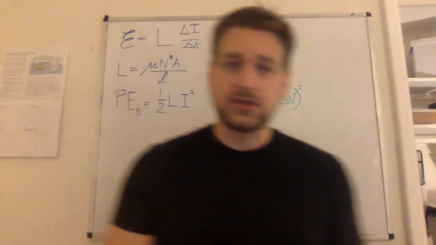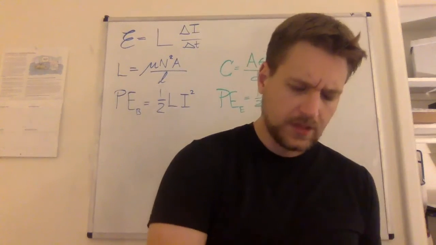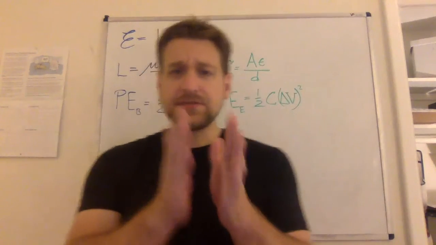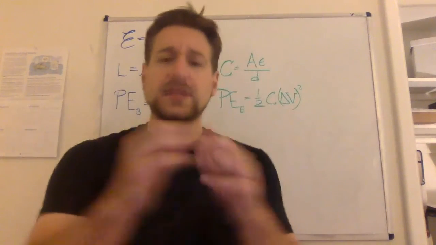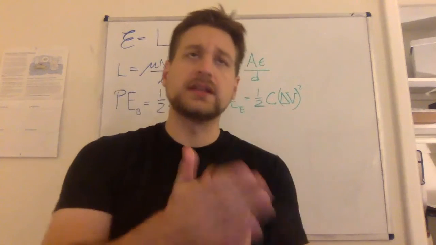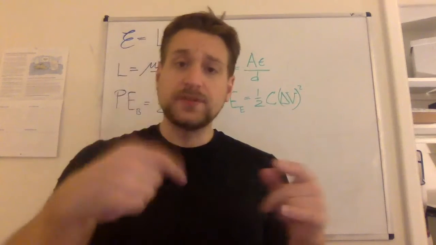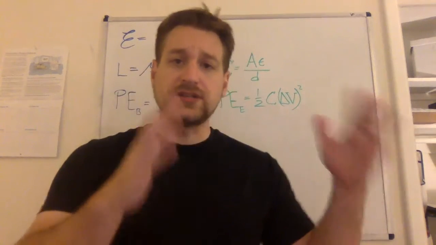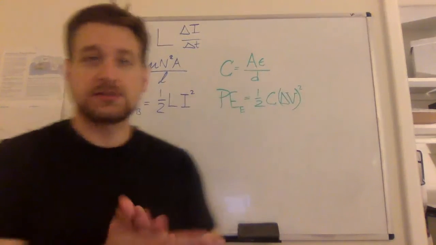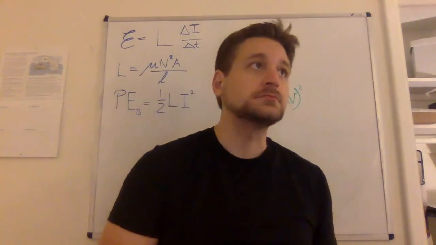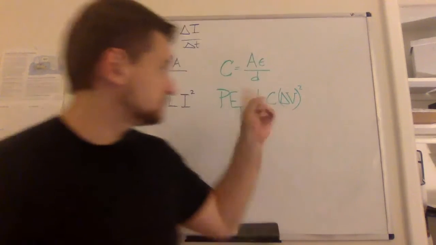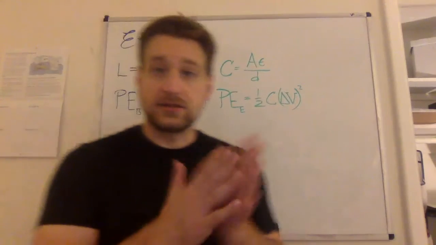As we move additional charge onto a capacitor plate, the potential difference that that creates makes it harder for us to move the next one, and then the next one, and then the next one. And as we move additional charge, we have to do more work each time. So we get this voltage squared dependence. How much energy can we store? It's related to the capacitance.